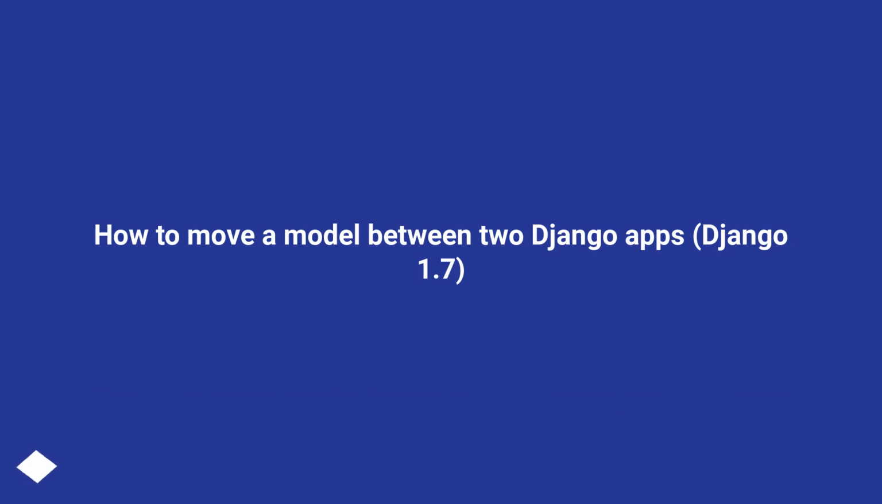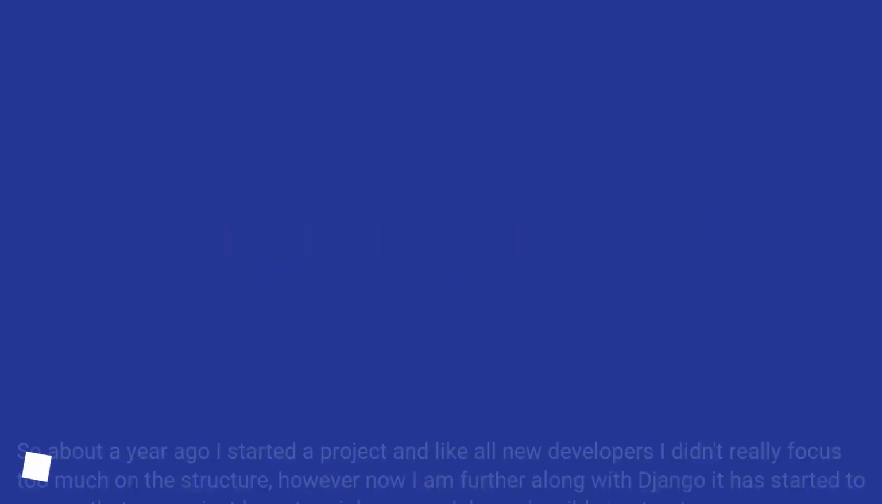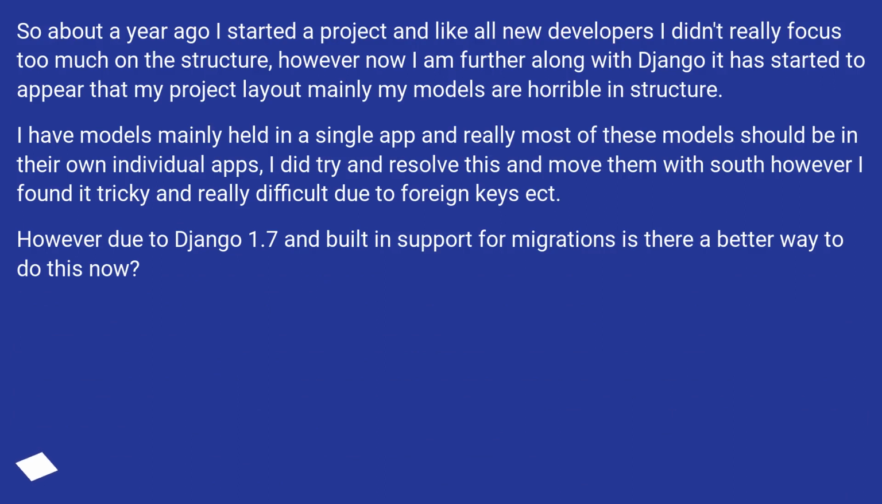How to move a model between two Django apps, Django 1.7. So about a year ago I started a project, and like all new developers I didn't really focus too much on the structure. However, now I am further along with Django, it has started to appear that my project layout, mainly my models, are horrible in structure.